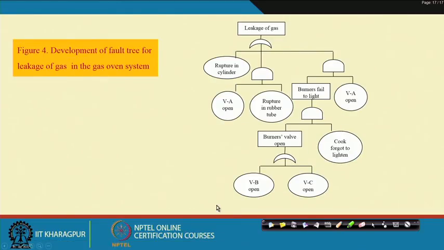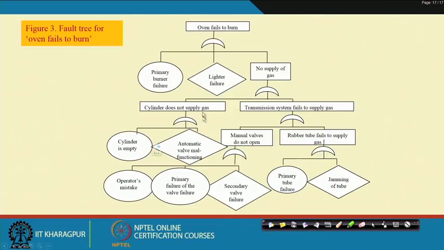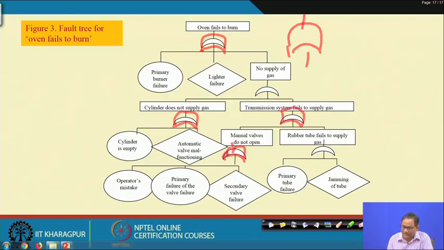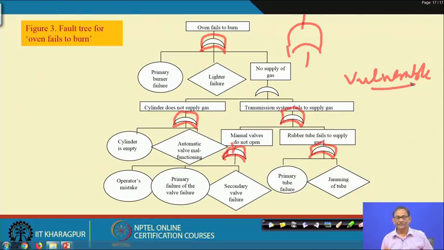For the same thing, you develop the case of leakage of gas. If you see here, all of these are basically OR gate symbols. These are all OR gates. So the more OR gates, that means any basic event that occurs will lead to the top event. So it is a vulnerable system. The top event may occur easily.